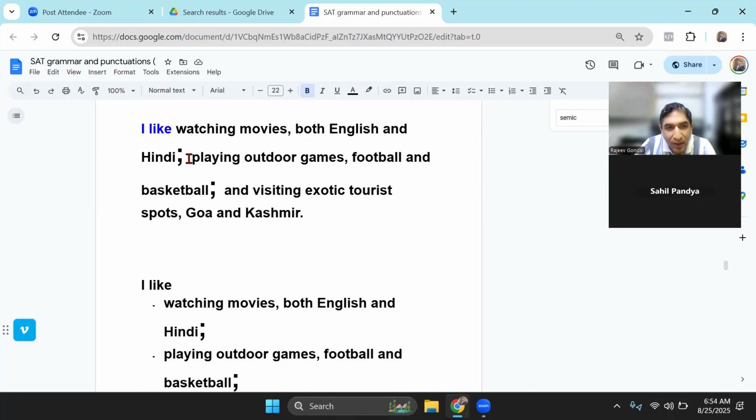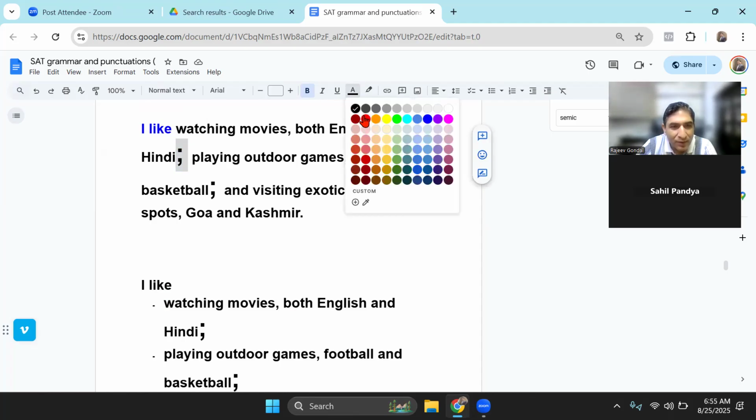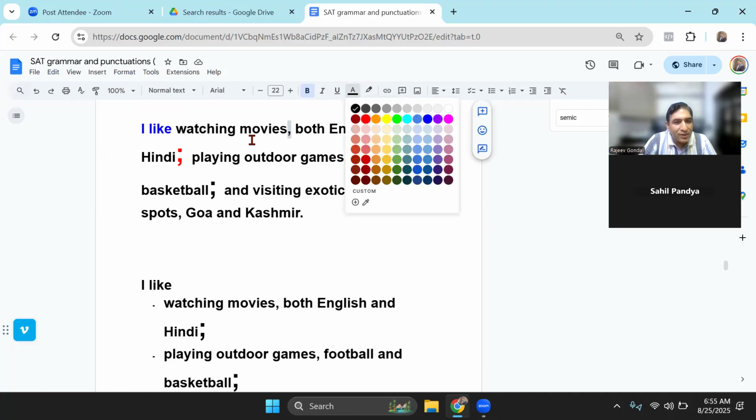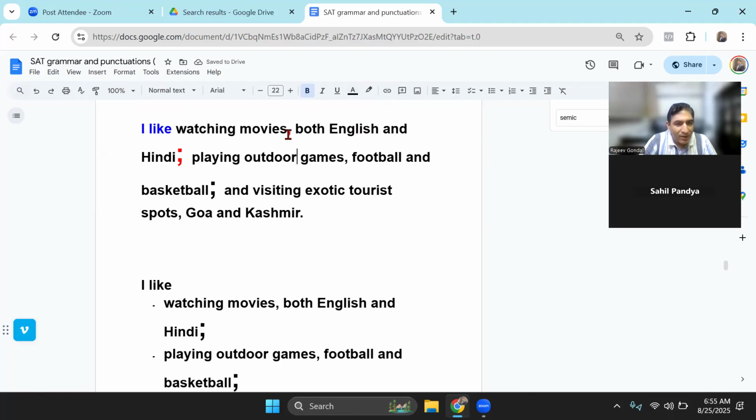And then there is this beautiful thing called semicolon, right? So I've already used a comma here and I still want one more punctuation. So I put a semicolon there, which is like a stronger separator than a comma. So that's why we call it a super comma. Got it. So this is one set of information or one set of things I like.